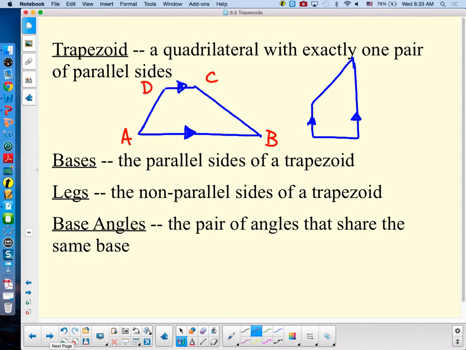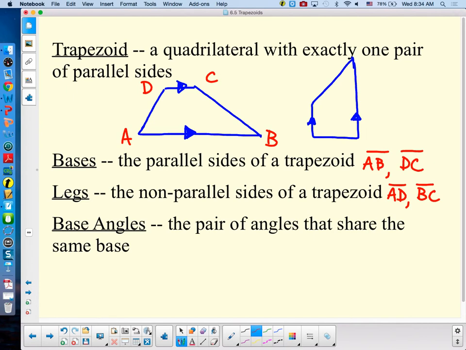I've labeled the first trapezoid A, B, C, D. Which segments are the bases? That would be segment AB and segment DC. The parallel sides are the bases. Which ones are the legs? Segment AD and segment BC are the legs, the two that are not parallel.